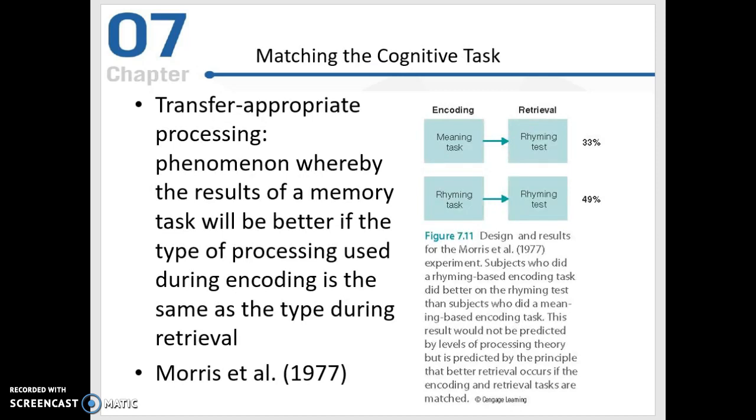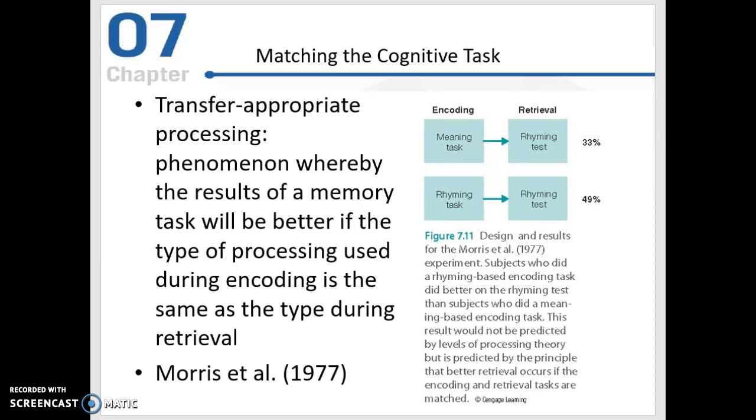Morris et al. did an experiment on transfer appropriate processing. So this is similar to what we were learning about encoding and state-dependent learning. During this encoding phase, there were two different kinds of tasks, a meaning task and a rhyming task. So they had to make judgments about the meaning of a word, or they had to say whether something rhymed with the word. And then at retrieval, they had to do a rhyming test.